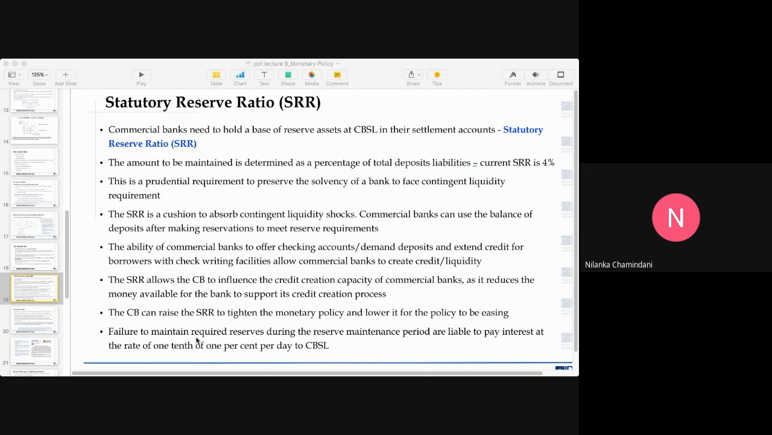I didn't discuss with you the way they have to maintain the reserves during a given period. I hope that under the subject you are going to learn on monetary policy, you will have an opportunity to discuss it, because it will take some more time to describe the way the commercial bank has to maintain their deposits, the SRR requirement, with the central bank. Actually, as I told you, they don't need to meet that requirement at once. They are given a period of time to meet that requirement.